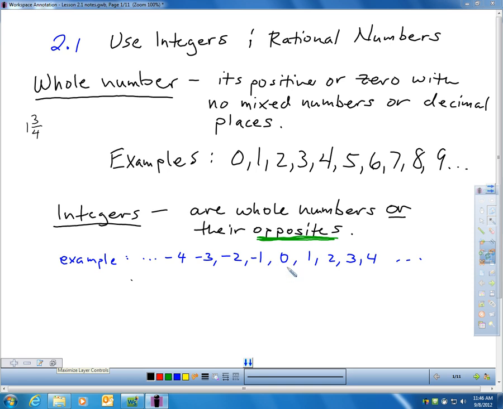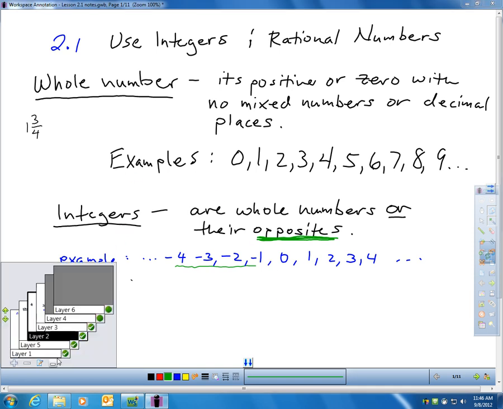Integers cannot be mixed numbers, but integers can be 0, 1, 2, 3, 4, just like whole numbers can. But the reason integers are a little different from whole numbers is they also include these negative numbers, like -1, -2, -3, and -4, and so on. So that's the difference between an integer and a whole number.